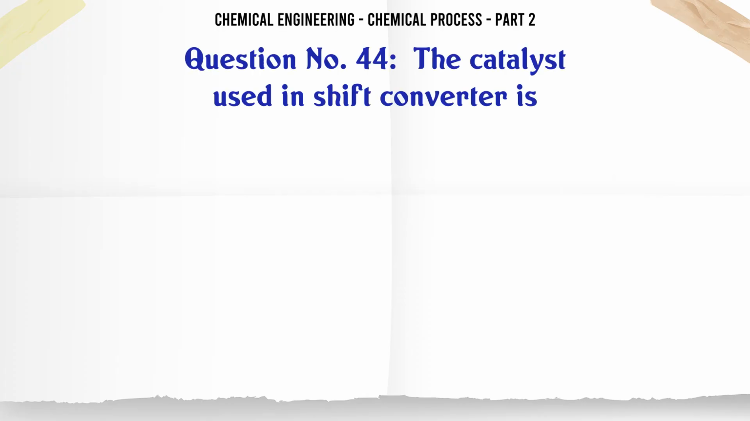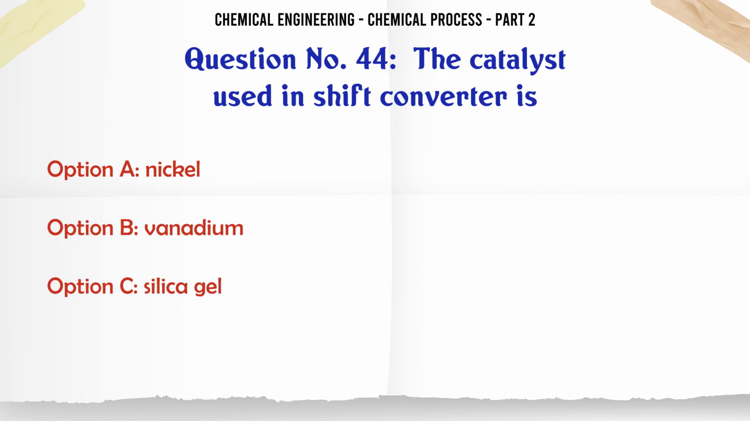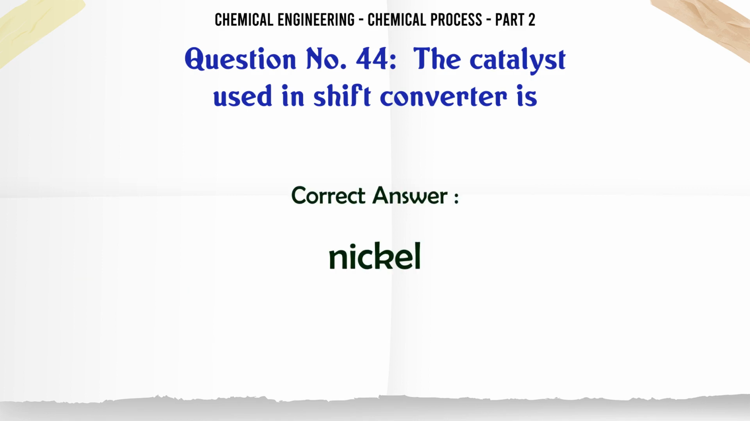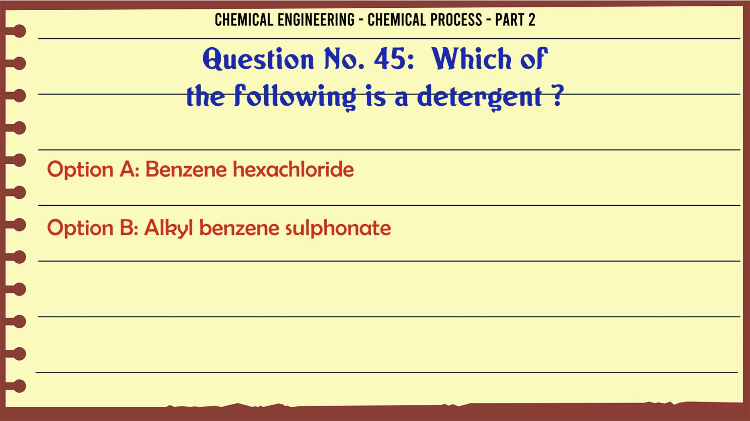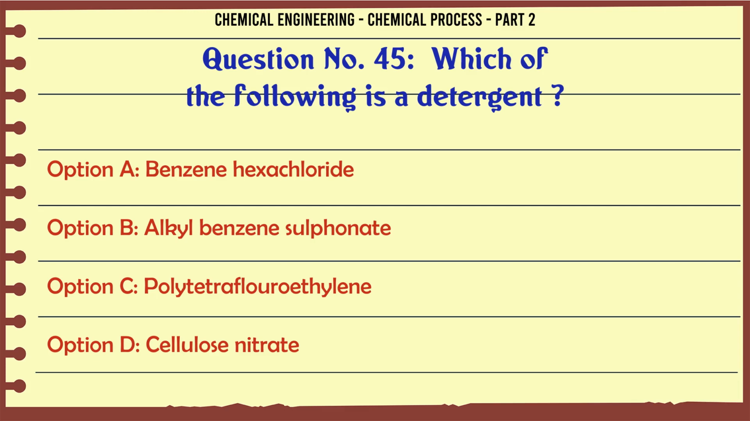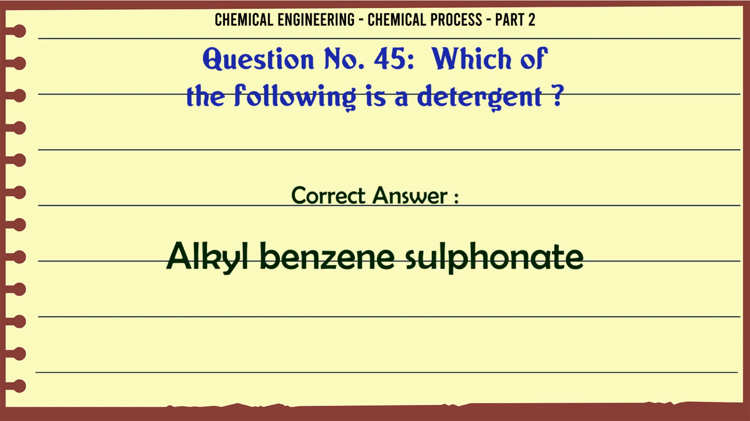The catalyst used in shift converter is A. nickel, B. vanadium, C. silica gel, D. alumina. The correct answer is nickel. Which of the following is a detergent? A. Benzene hexachloride, B. alkyl benzene sulfonate, C. polytetrafluoroethylene, D. cellulose nitrate. The correct answer is alkyl benzene sulfonate.